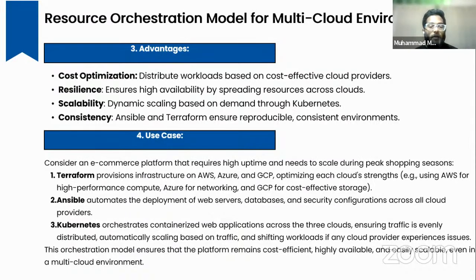Kubernetes orchestrates the containerized application across the three clouds and maintains high availability to ensure all traffic is distributed automatically, scaling based on the traffic. So this orchestration model ensures that the platform remains cost efficient, highly available, and easily scalable even in a multi-cloud environment.